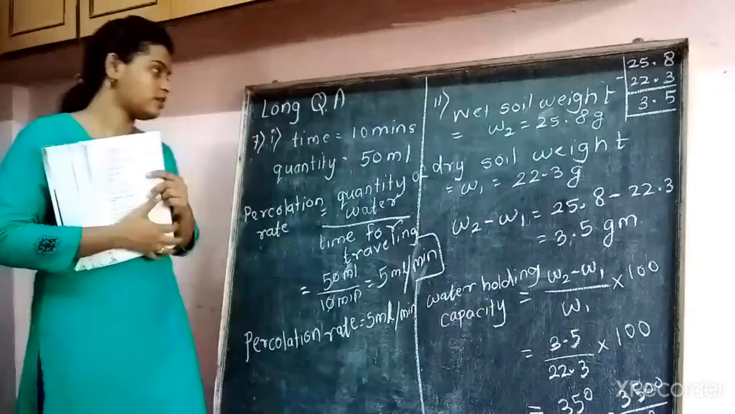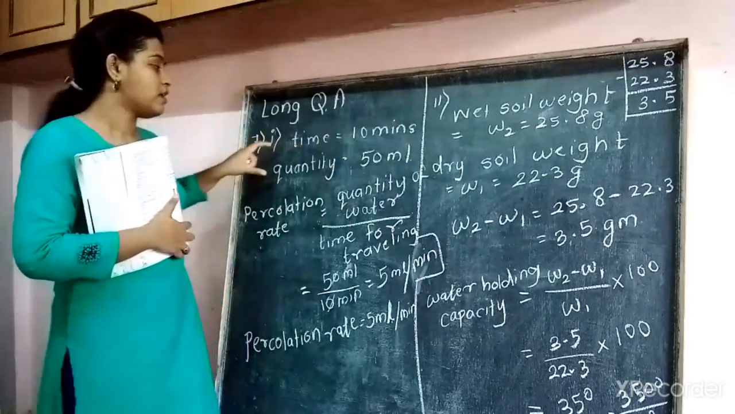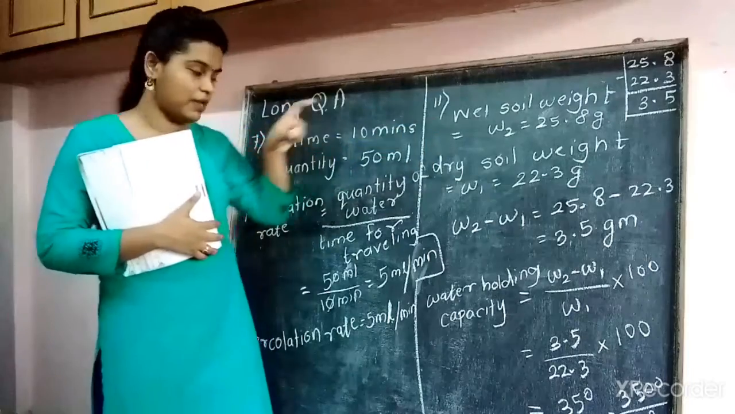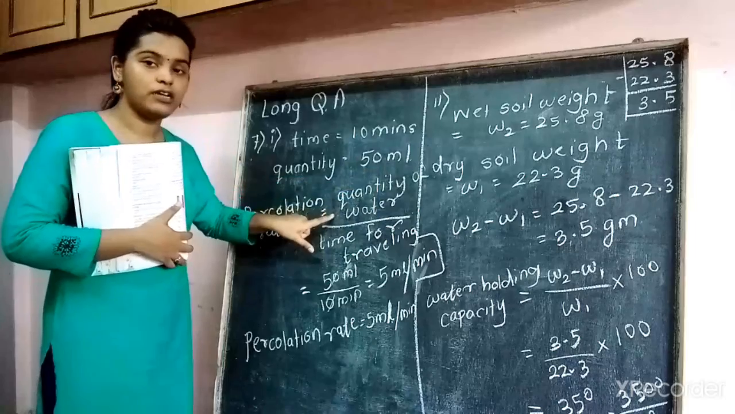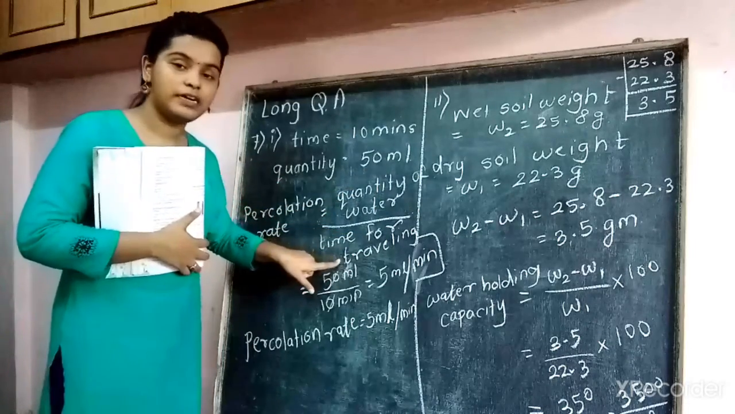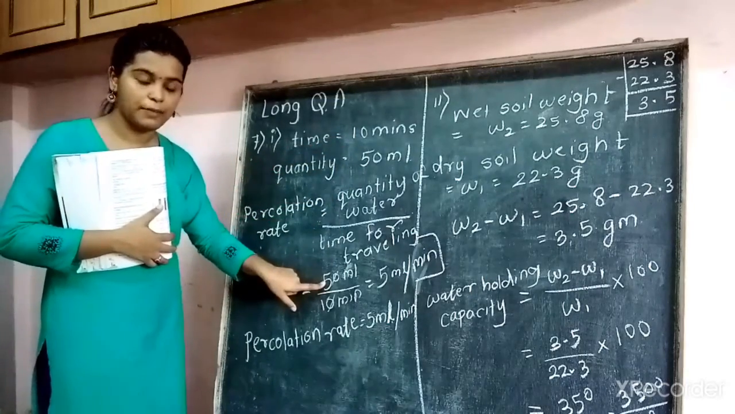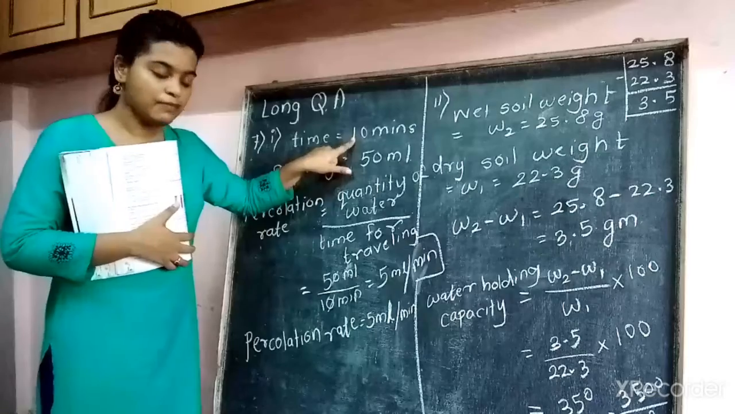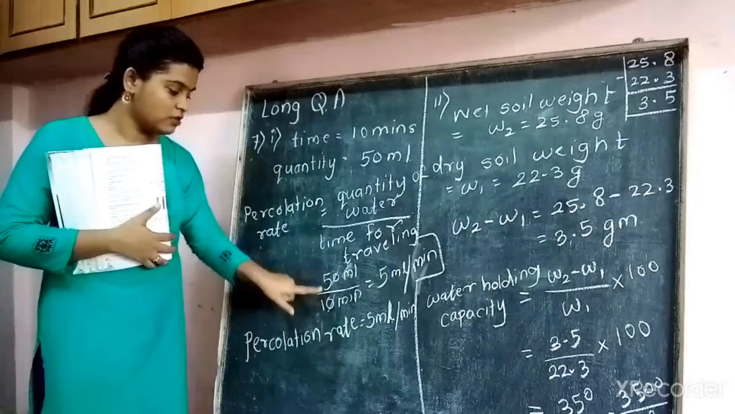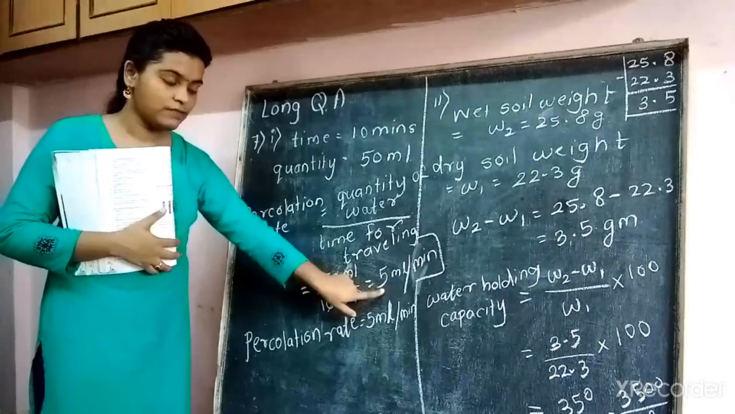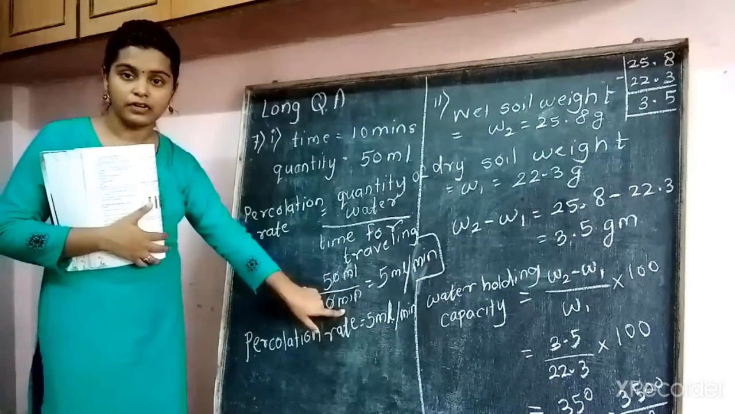So for percolation rate, first we will write the given things. Time is 10 minutes, then quantity is 50 ml. The percolation rate formula is quantity of water divided by time for traveling. So quantity of water is 50 ml, and time is 10 minutes. Now this 0 and 0 will get cancelled. So the answer is 5. But what will be the unit? 5 ml per minute. Right?